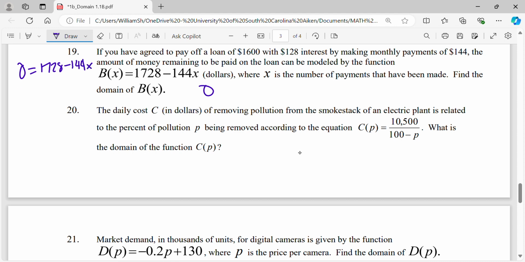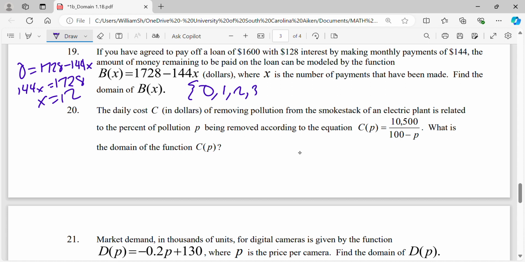Okay, if we solve this for x, I get 144x equals 1,728. 1,728 divided by 144 is going to give us 12. So x equals 12. Once I've made 12 payments, I will have paid off the loan and I will owe $0. Alright, now can we make a half a payment or a quarter of a payment? We're going to say no. We're only paying it in full each time that payment is owed.